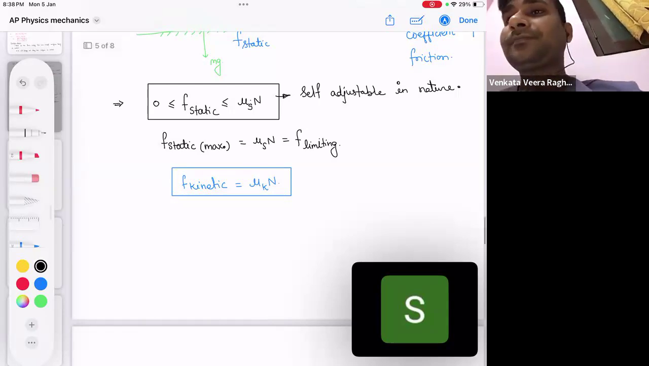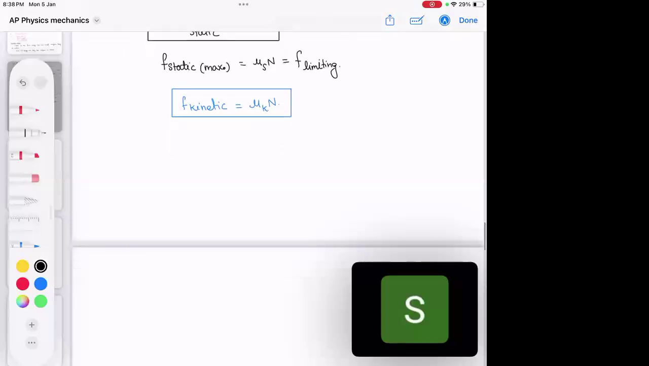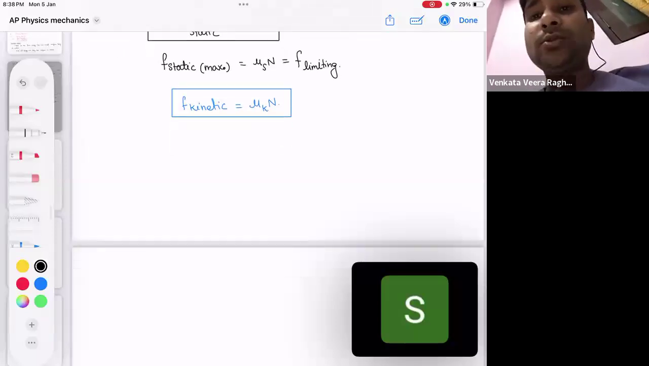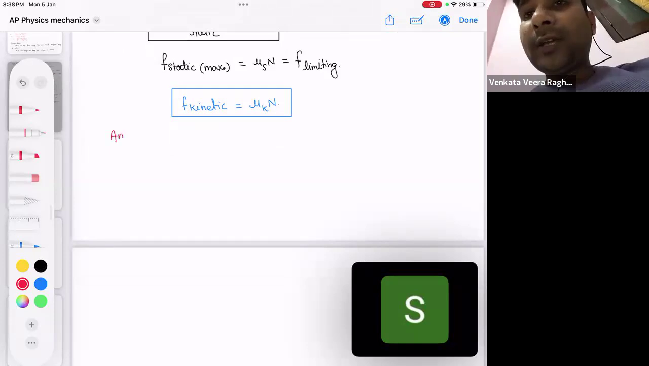Okay, sir. Now, before going to the question part, let's discuss two concepts. One is called the angle of friction, and the next one is called the angle of repose.